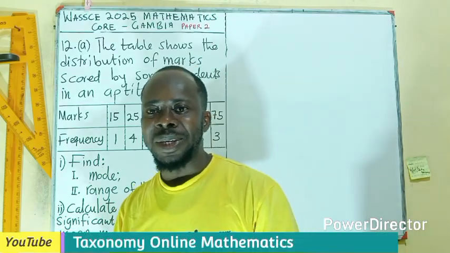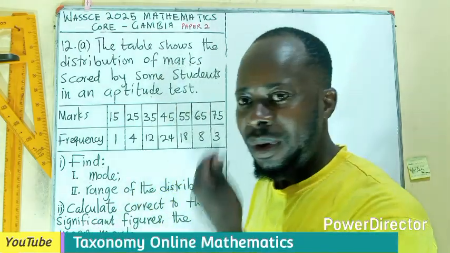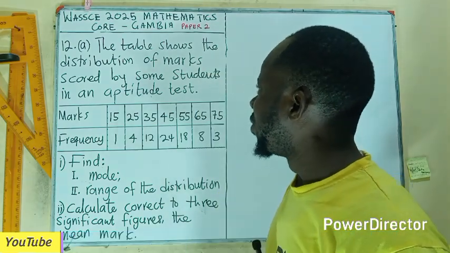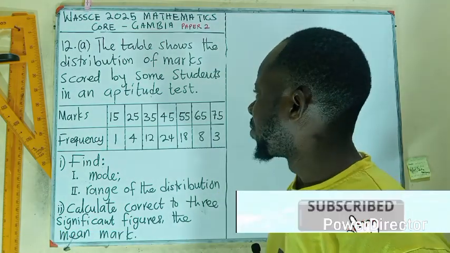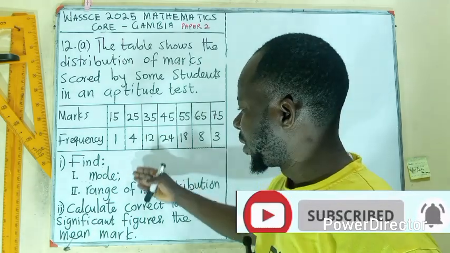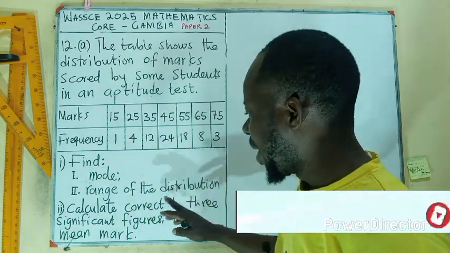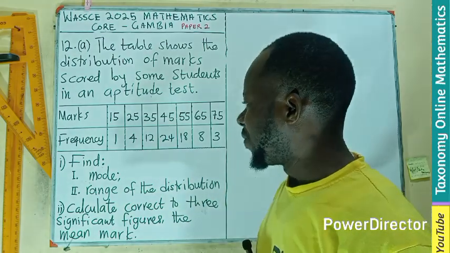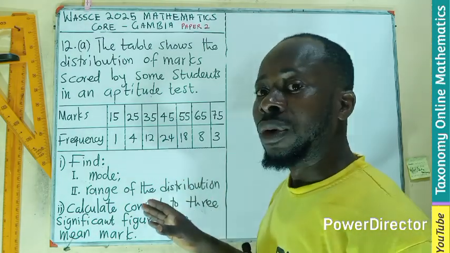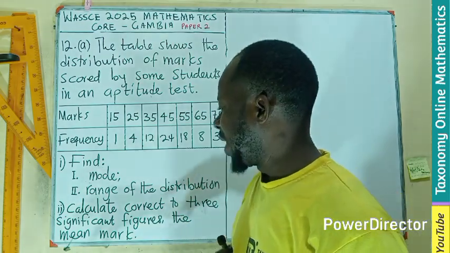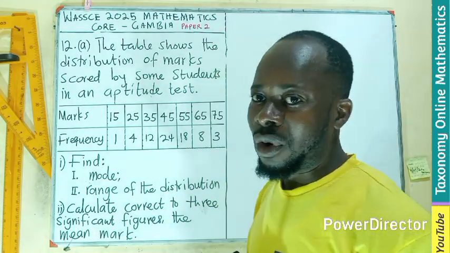Hello, welcome. Question 12A on statistics. The table shows the distribution of marks scored by some students in an aptitude test. We have to find the mode, the range, and the mean mark. Finding the range and the mode does not require us to draw another table, but in finding the mean, we can draw a table.